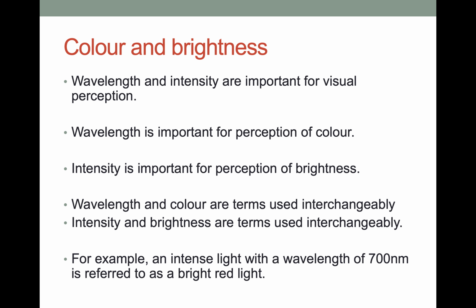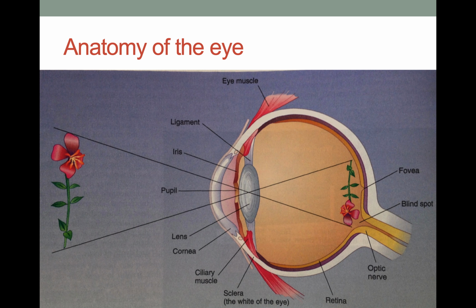Wavelength and intensity are important for visual perception. Wavelength and colour are terms which are often used interchangeably, and intensity and brightness are often used interchangeably too. If we have a look at an example here, an intense light with a wavelength of 700 nanometers is referred to as a bright red light. So let's have a look at what happens with this information for us to see something.